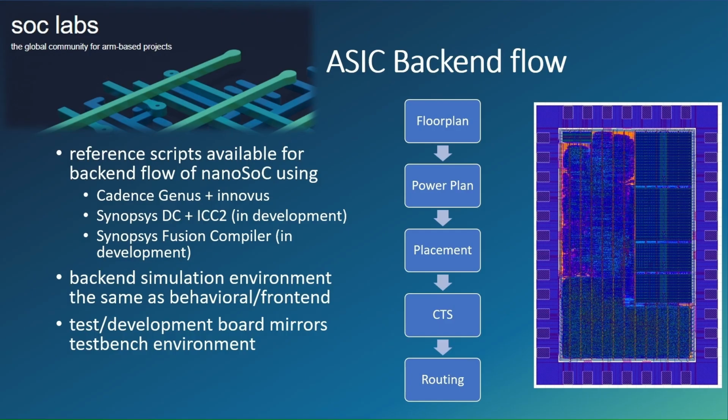And then the last of the back-end flow is place and route. What we've got developed so far is flows for Cadence, Genus, and Innovus. We're working on the Synopsys flows as well. We ideally want to be able to support as many of the tools as we can, so that if you have your own particular preference, we can help with that too.